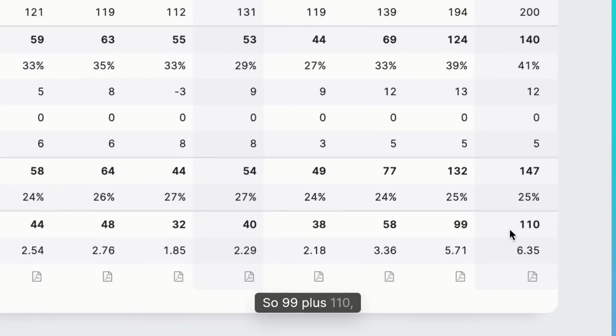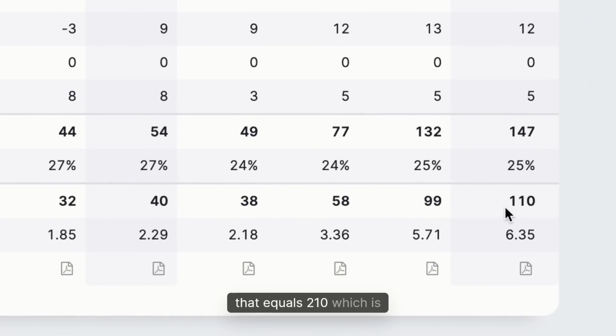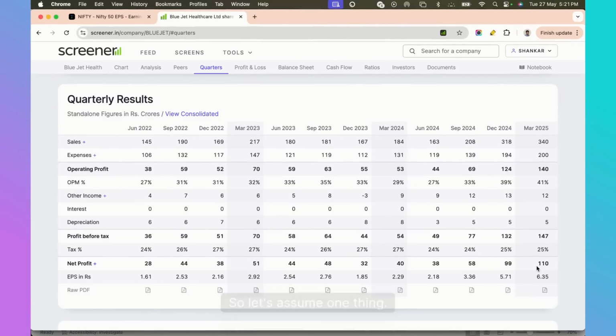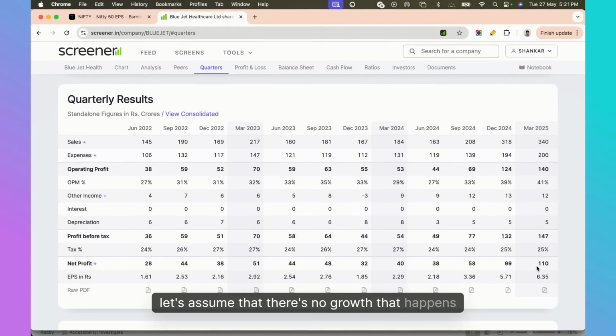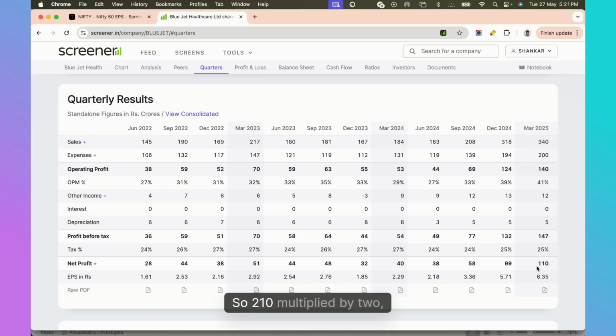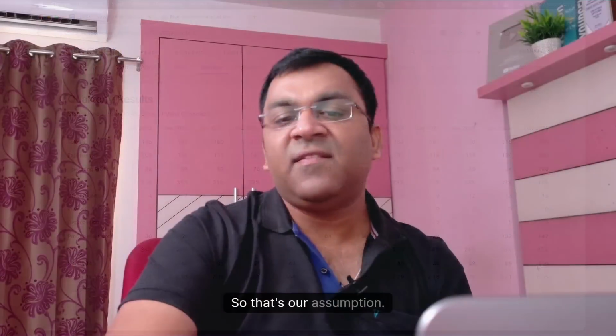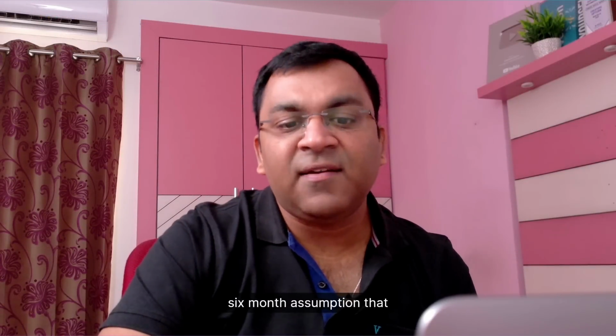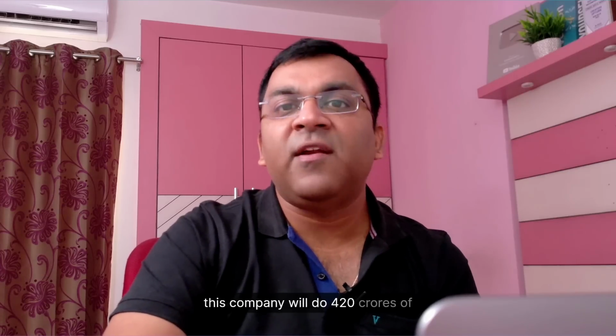So 99 plus 110, that equals 210, which is the cumulative net profit for the last 2 quarters. So let's assume one thing. Let's assume that there's no growth that happens in the company in terms of the profitability. So 210 multiplied by 2, that comes to 420 crores. So that's our assumption, right?